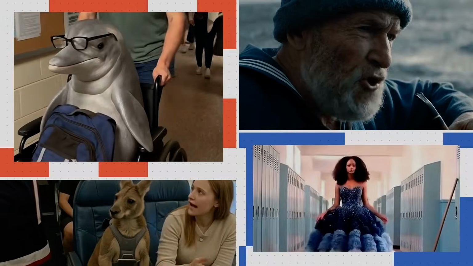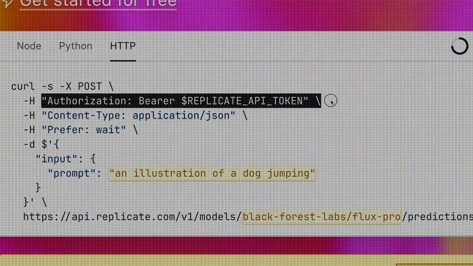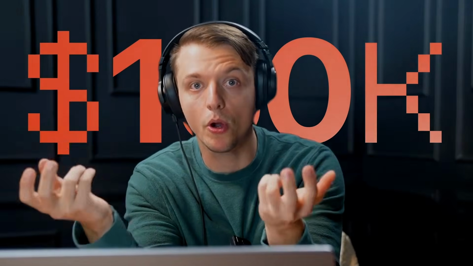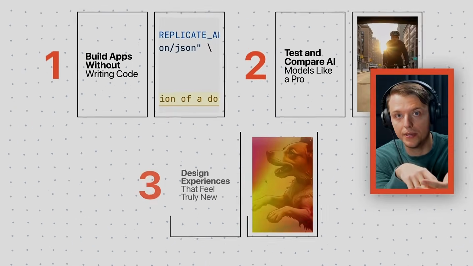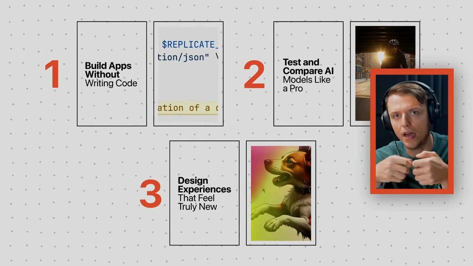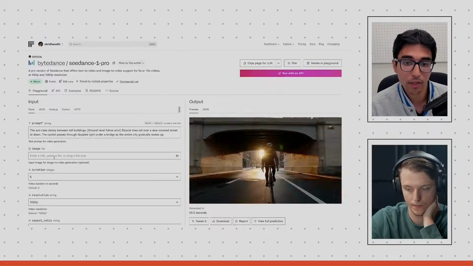AI-generated images and videos are taking over the internet, and I don't think people realize how easy it is to build apps that use this technology. There are people making all the way up to 150K per month using these APIs. In this video, we're going to talk about how you, without any coding experience, can actually build apps, and how you can test and compare all of these image and video models to best create an experience that uses this AI technology in a novel way. Let's just dive straight into the video.